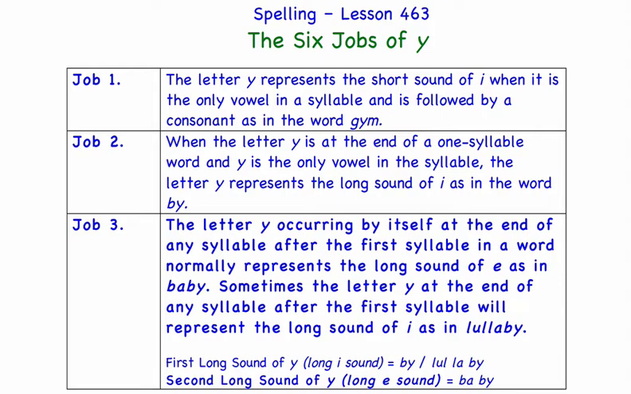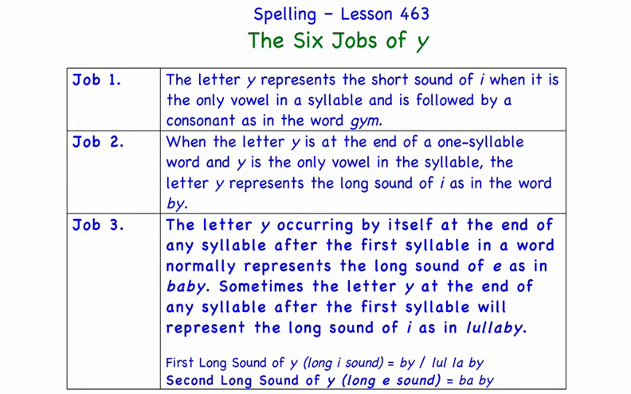Job 1, the letter Y represents the short sound of I when it is the only vowel in a syllable and is followed by a consonant, as in the word gym. Job 2. When the letter Y is at the end of a one-syllable word and Y is the only vowel in the syllable, the letter Y represents the long sound of I, as in the word buy.